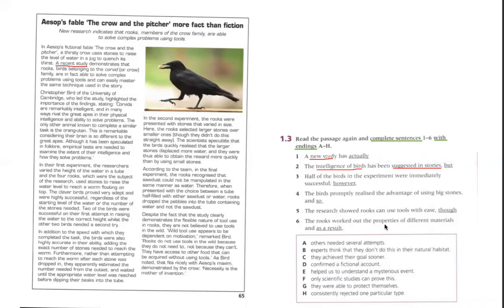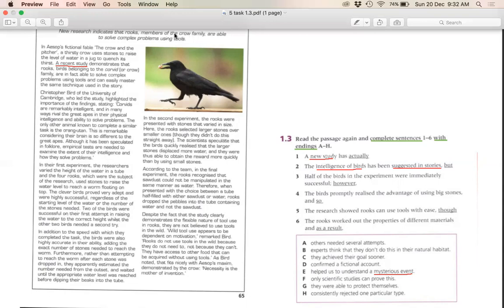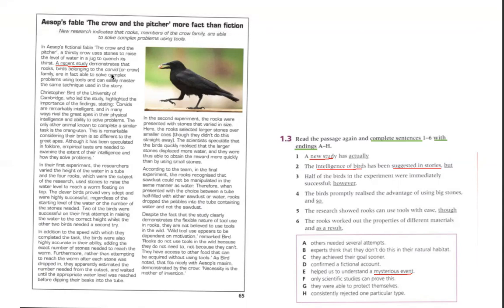So quite a few of you have said E. So if we have a look at E, it says helps us to understand a mysterious event. If it says mysterious event, that means over here there must be some kind of paraphrase for the word mysterious event. So it says it demonstrates that rooks belonging to the crow family are in fact able to solve problems using tools and can easily master the same technique used in the story. It does mention the word story, but it doesn't talk about a mysterious event. It doesn't say that it's mysterious. So therefore, E is not correct. So whatever you choose, you need to be able to find paraphrases of those words in the story. If you can't find the paraphrase, that means it's not the correct answer.